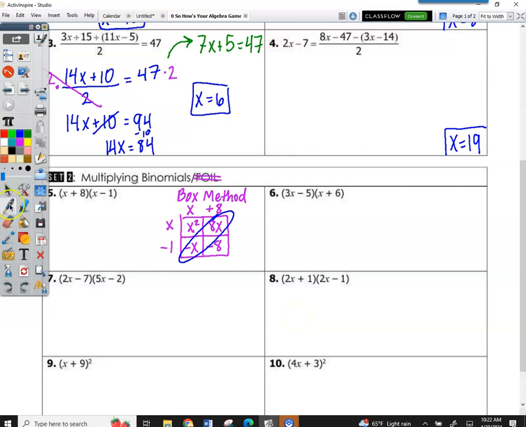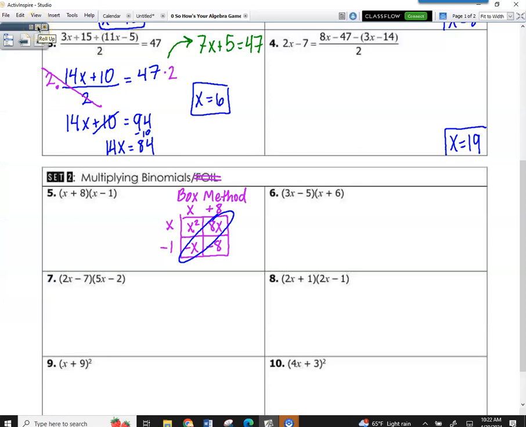All right, we're going to write our answer out. So when I multiply these two binomials, this is my answer. Watch how I read it. You always write it in what's called descending order, which is called standard form. It would be x squared. What is 8x minus x? Plus 7x minus 8. And that's the answer. We're not solving, we're just multiplying.